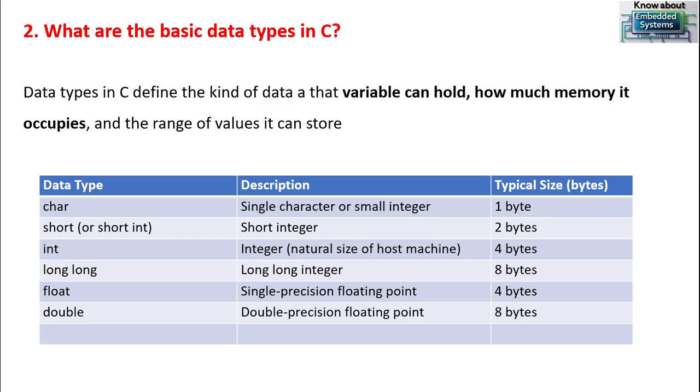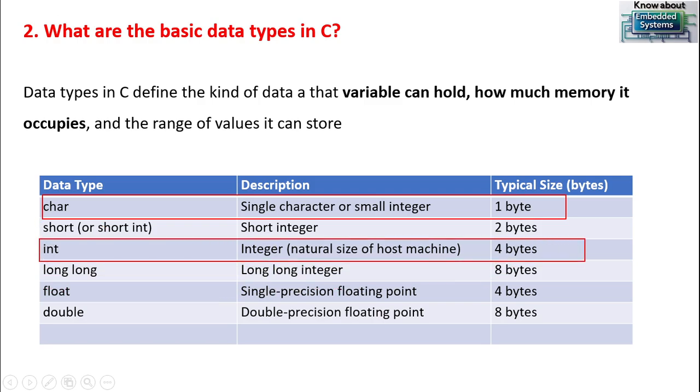And in C programming, I'm going to explain the basic data types. One is character. This is my basic data type. It can hold 8 bits of data, nothing but 1 byte. This is the first fundamental data type we'll be using in C programming. And the second data type is the integer data type, which occupies 4 bytes of memory.